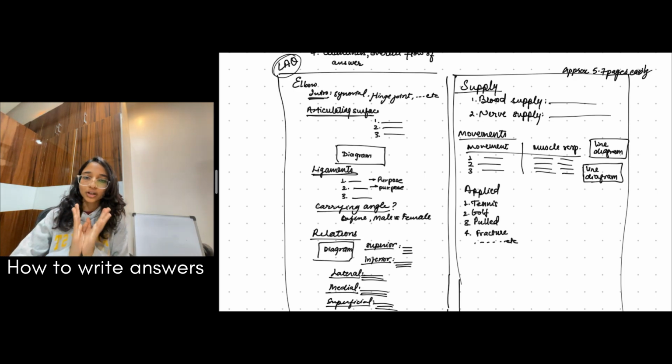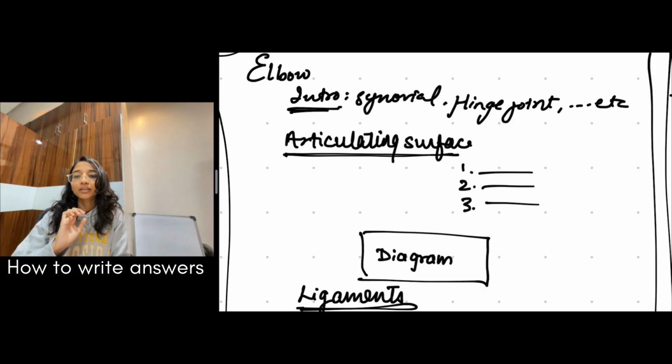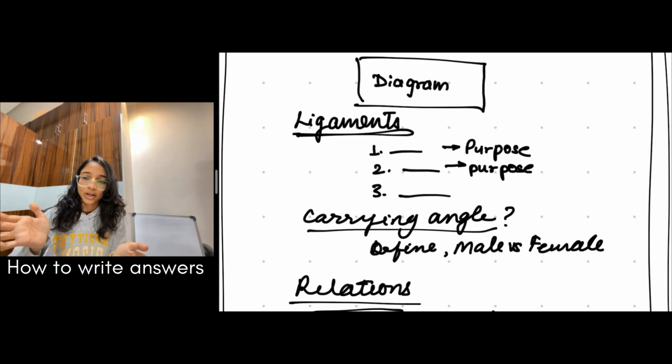So if, for example, taking the elbow, if this were to be asked as a long answer question, whatever I've written will take approximately 5 to 7 pages, right? So I'll start with the elbow. I'll give an introduction. It's a synovial joint, it's a hinge joint, it's in the upper limb. Then I'll write the articulating surfaces. I'll make a simple diagram of just the articulating surfaces shown with labels. Then I'll write the ligaments, the name of the ligament, and what it does. It prevents which hyperextension, right?